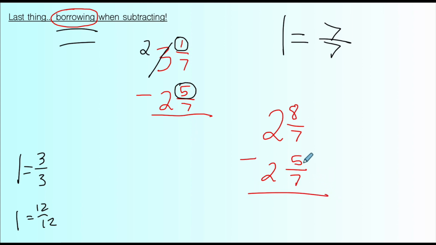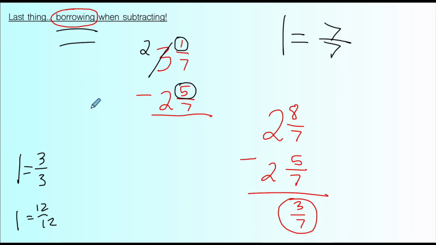And the reason we did that is now I can subtract quite easily. 8 minus 5 is 3. So 8/7 take away 5/7 is 3/7. I can subtract 8 minus 5. Before I couldn't subtract 1 minus 5. And then 2, we're focusing on the whole numbers now. 2 minus 2 is 0, so there's no whole number part to this. So your final answer is 3/7. 3 and 1/7 minus 2 and 5/7, final answer, 3/7.